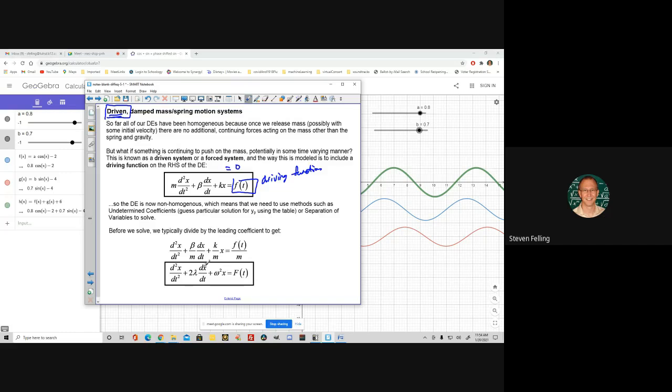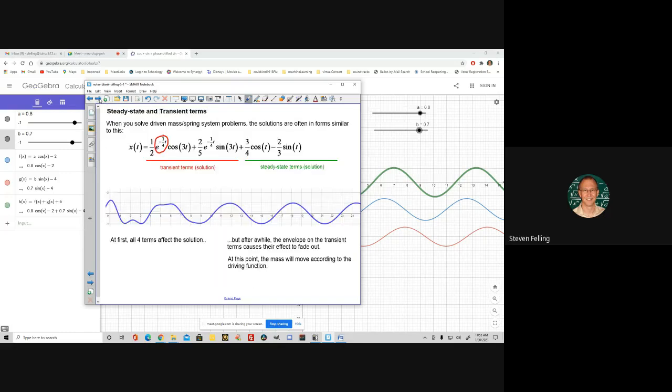Okay, so divide by m first, and then you solve the characteristic corresponding homogeneous equation, and then you use some method to add on the particular solution for the driving function. When you do that, and you'll see this when you do the homework problems, you'll end up typically with a solution with some terms that came from the homogeneous part, plus some terms from the specific solution, or the particular part, the YP.